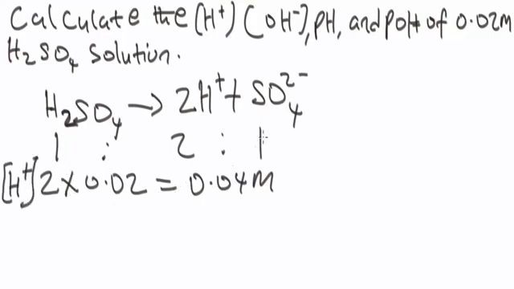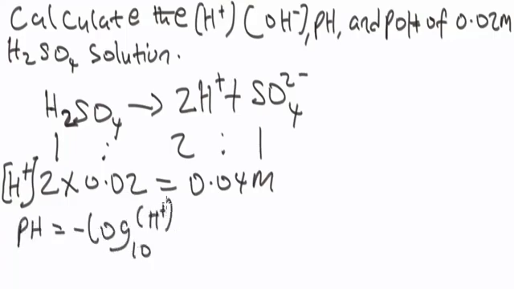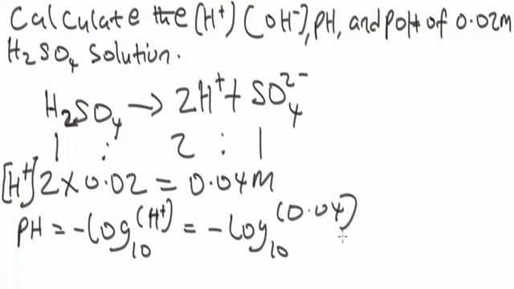Now that we have gotten it, let's find the pH. pH equals negative log to the base 10 of this hydrogen ion concentration. So it's going to be negative log to the base 10 of 0.04, the hydrogen ion concentration. Let me punch it in my calculator. So it's going to give 1.39.